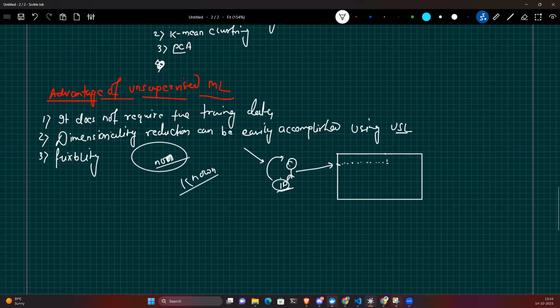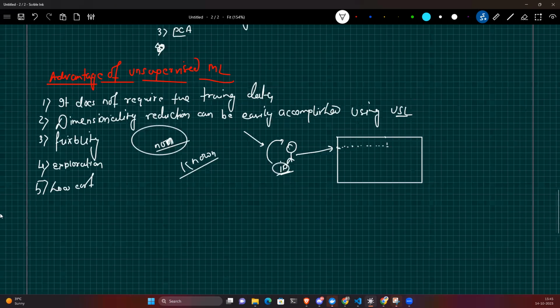Now this is one thing, flexibility. Number four is exploration. Number five is low cost. Why is it low cost? See, if you are going to solve a supervised problem, you need completely labeled data. But in this case, you don't need labeled data, right? So you can collect any kind of data and start doing the exploration. That is called unsupervised. That's what is called low cost, right?